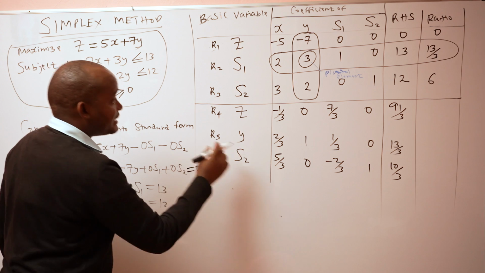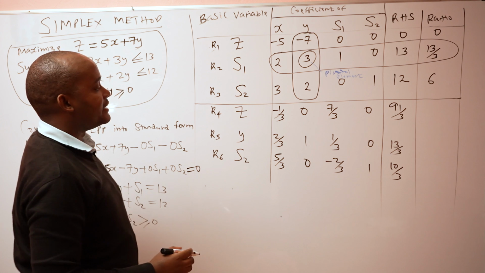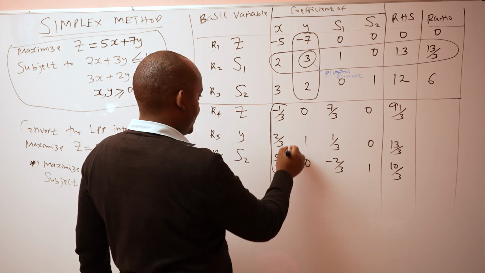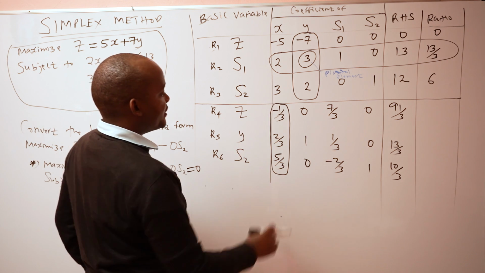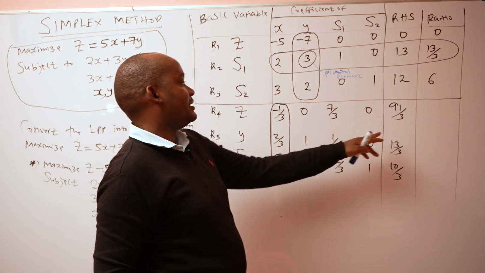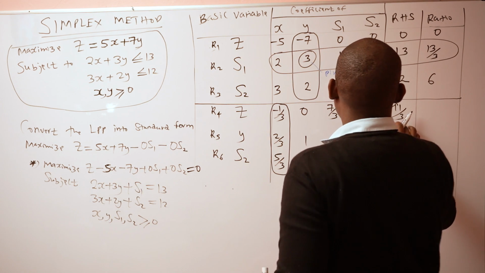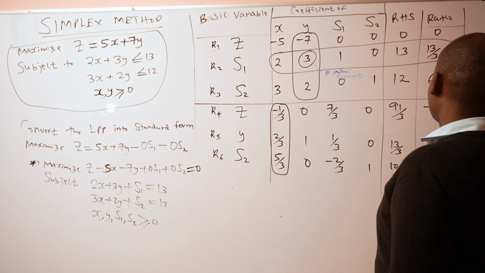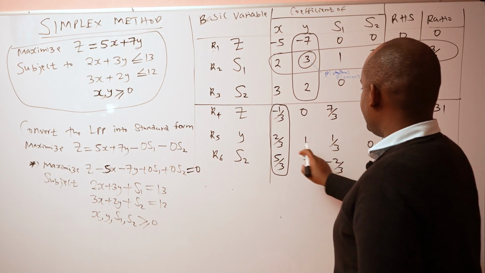Now that is the objective Z. From the values in this particular row, you can identify the most negative value, and obviously the most negative value will be that one, negative a third. So this becomes our pivotal column. Next we take the ratios of the right hand side and the pivotal column element. For example, 91 over 3 divided by negative 3 is going to give us negative 31.